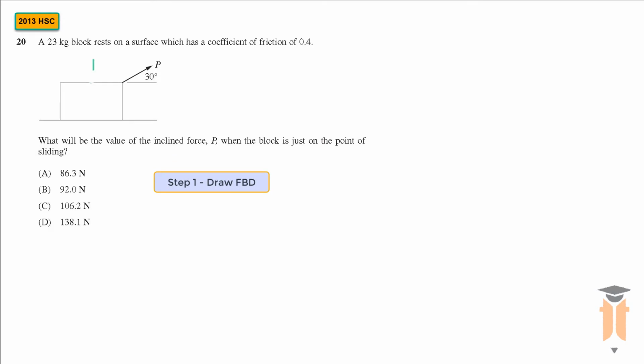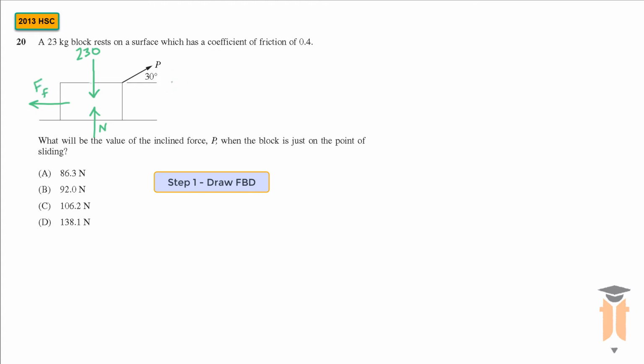So we've got our weight force, which is going directly downwards, 23 kilograms. Convert that to a weight force, which is 23 times 10, and that's 230 newtons. Then we have a normal force, which is perpendicular to the surface. Now we are dragging this box to the right, so our frictional force will act in the opposite direction, and that's to the left. Let's call that FF.